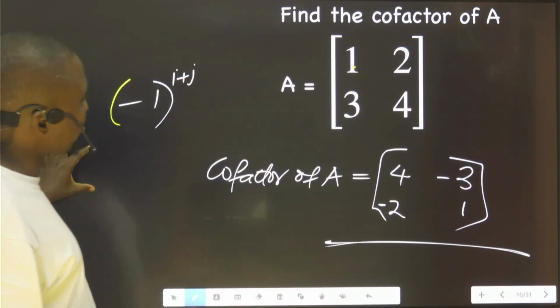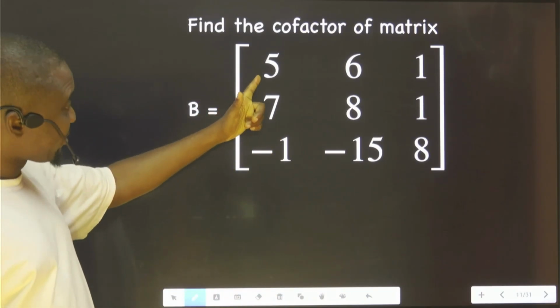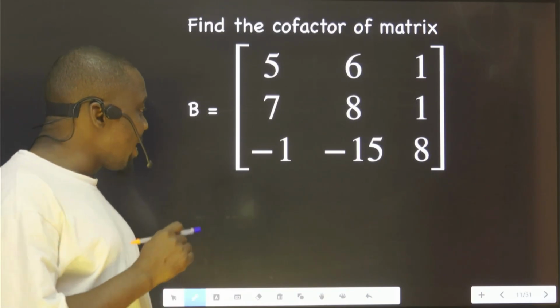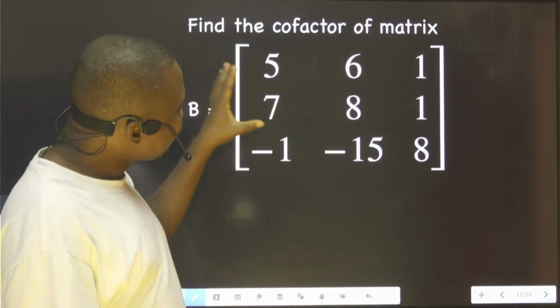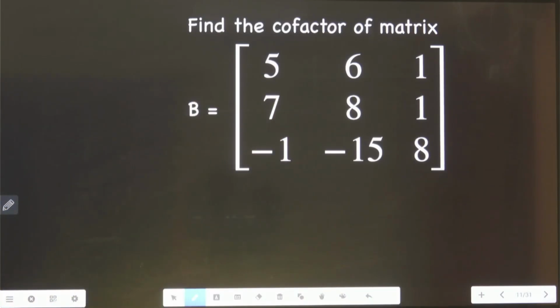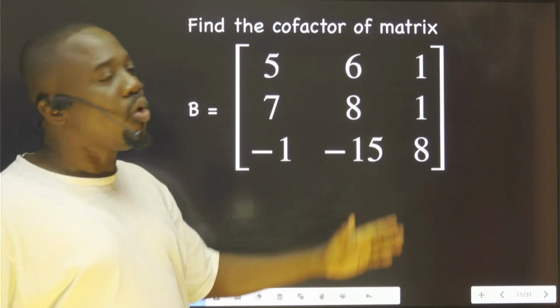Okay? That is the cofactor of A. Look at this. We are asked to find the cofactor of this matrix. How do we get the cofactor of this matrix? The first thing you need to check is, is this matrix a square matrix or what? As you can see, it has 3 rows and also 3 columns.